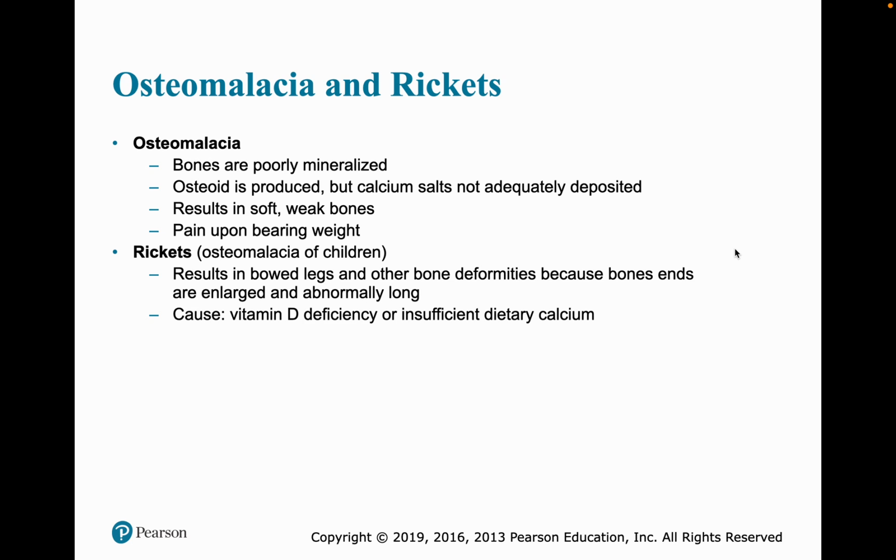Osteomalacia, bones are poorly mineralized. The osteoid is produced, but calcium salts are not adequately deposited. So we get soft, weak bones, pain upon bearing weight. Rickets is osteomalacia of children. It can result in bowed legs and other bone deformities because the bone ends are enlarged and abnormally long. Generally, this is a vitamin D deficiency. It could also be a calcium deficiency.